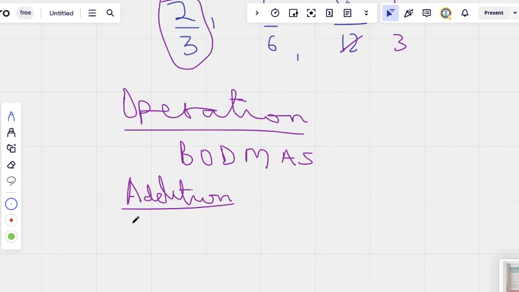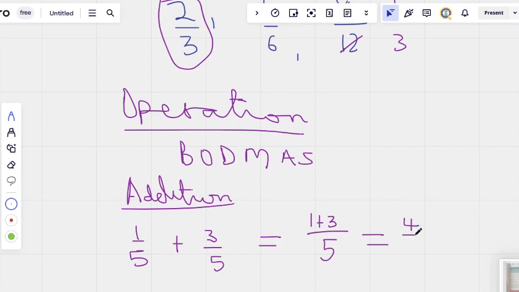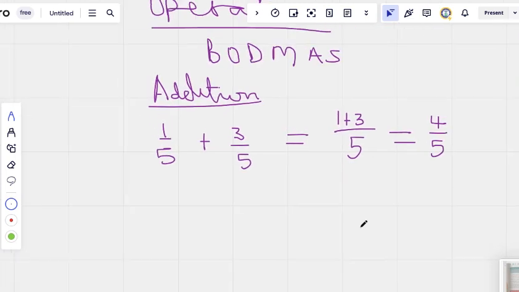Fractions with the same denominator are very easy to add. If I say 1 over 5 plus 3 over 5, once the denominator is the same, we just add the numerators. So we write the denominator the way it is, and then we add the numerators, 1 plus 3. We get 4 over 5. So once the denominator is the same, addition of fractions is easy.